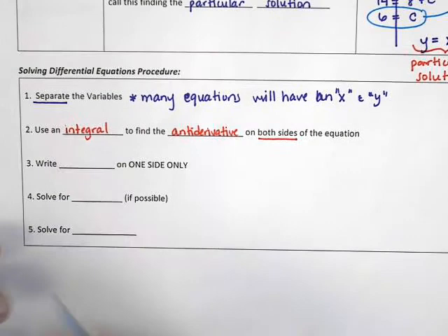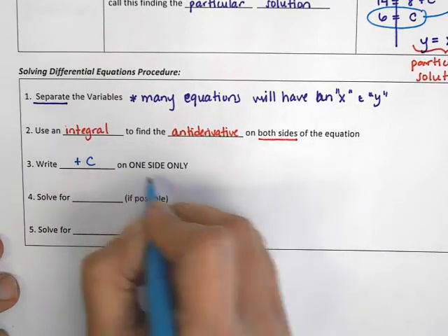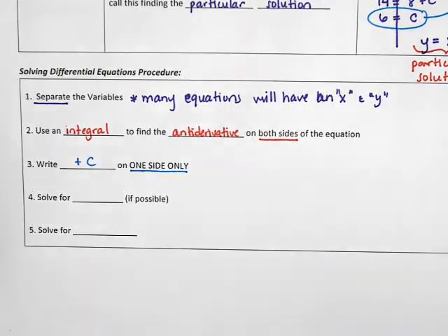We're going to write a plus c on one side only. The reason we're going to write the plus c on one side only is that it's not really necessary to have a constant on both sides, since when we solved and got y by itself, it would condense the constants to one side always.